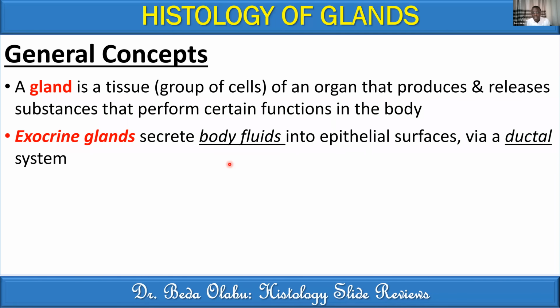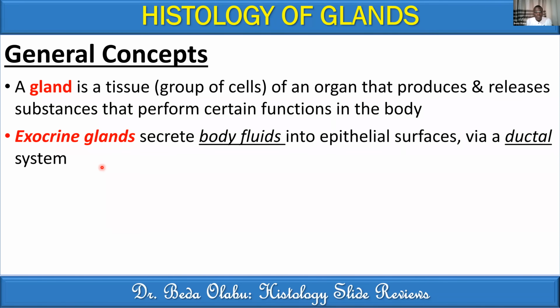Examples of exocrine glands, therefore, would include things like sweat glands, mammary gland, lacrimal gland, the sebaceous glands, the salivary glands, gastric glands. You realize that they all produce body fluids, which have some specific functions. Those fluids are released into ducts. Those ducts transport those fluids into surfaces.